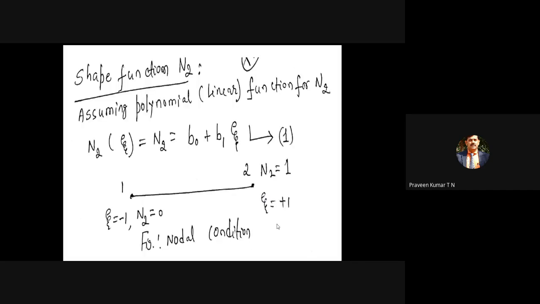In a similar way, you have to assume the interpolation function for N2. There are 2 unknowns, b0 and b1. By knowing those 2 nodal conditions, we can get b0 and b1. In mathematics, it is very simple: there are 2 unknowns, so we require 2 equations. One equation you get when you put xi equal to -1, N2 is equal to 0. That is one nodal condition. One more nodal condition is at xi equal to +1, where the value of N2 is 1. There are 2 nodal conditions and 2 equations, so those unknowns can be found.